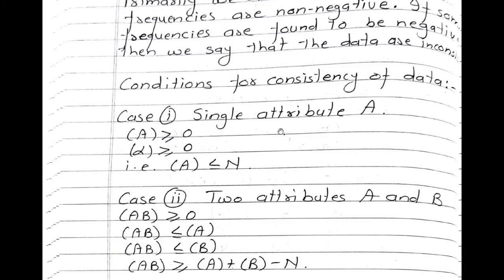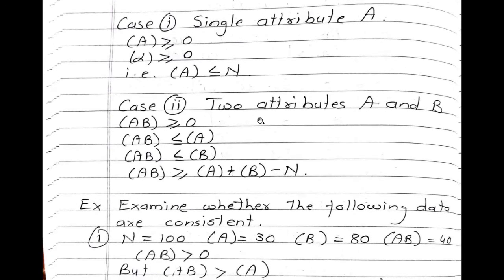So, conditions for consistency. Case 1, single attribute: frequency of A must be greater than or equal to 0 and frequency of alpha must be greater than or equal to 0. One more condition: frequency of A should be less than or equal to total frequency.